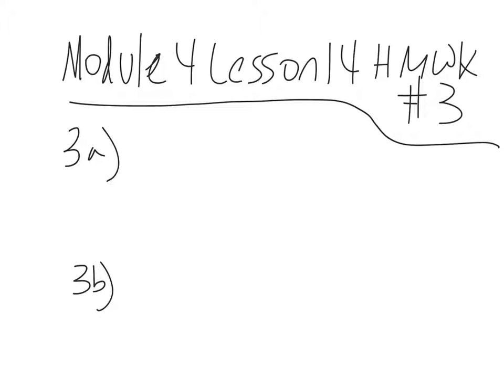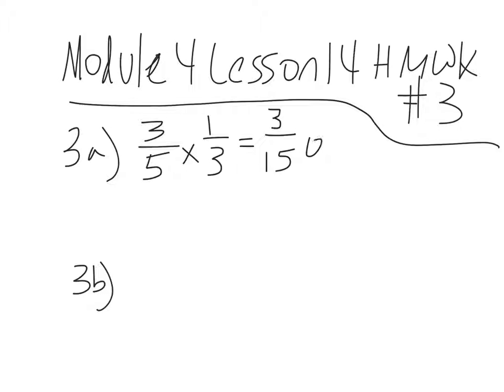So in the problem it says that 3/5 of the baked goods are pies and 1/3 of them are coconut. So to figure out the fraction that are coconut pies, I'm going to do 3/5 of 1/3. Of means multiply. Top times top, bottom times bottom. And if I were to simplify, I would know that 1/5 of the baked goods are coconut pies. So 1/5 are coconut.